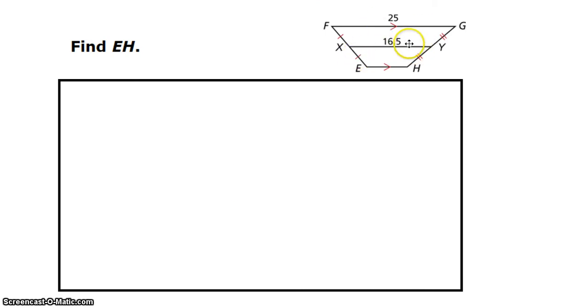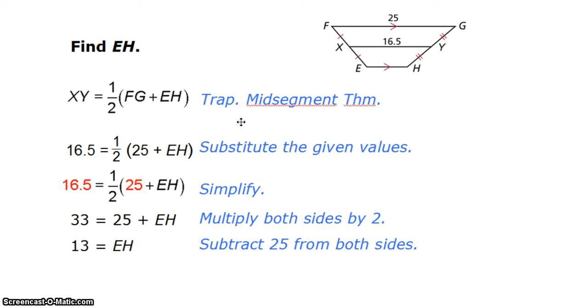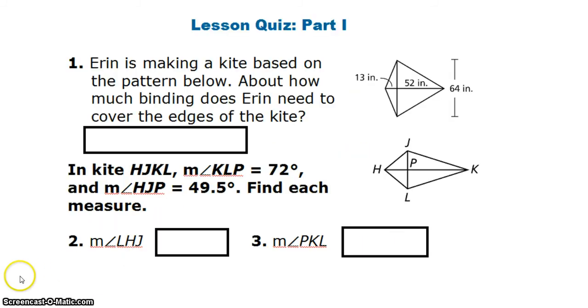In this example, we're actually given the midsegment. The length is 16.5. We're asked to find one of the bases, right? So we're going to start with our theorem that 16.5 equals 1/2 of 25 plus our unknown, right? Go ahead, pause the video and solve. And once you do, you should have 13.